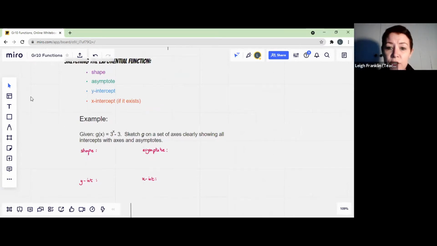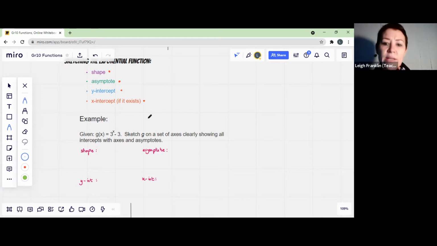So when we sketch functions, the sort of things that we're going to be marked on are the shape of our function. Okay, that's important for us. We need to speak about or label or sketch the asymptote. We also need to calculate and label the y-intercept. And then we also need to calculate and label the x-intercept if it exists. Now in grade 10, you do end up moving the graphs up and down. So it is possible for there to be an x-intercept, but not always. It just depends on whether the graph has been shifted or not.